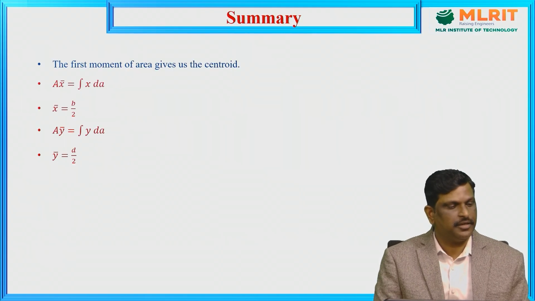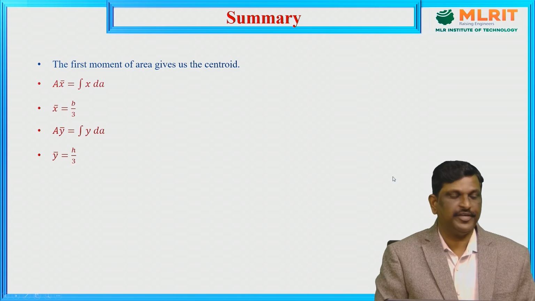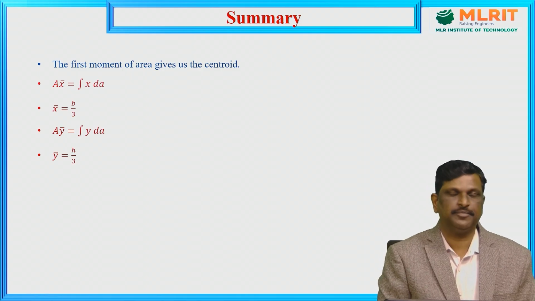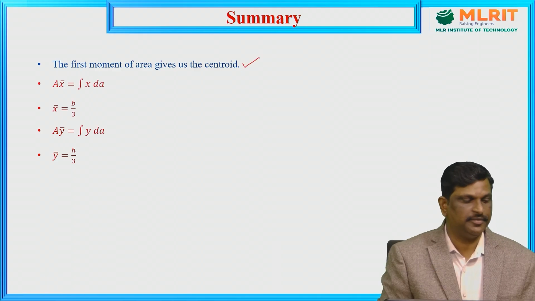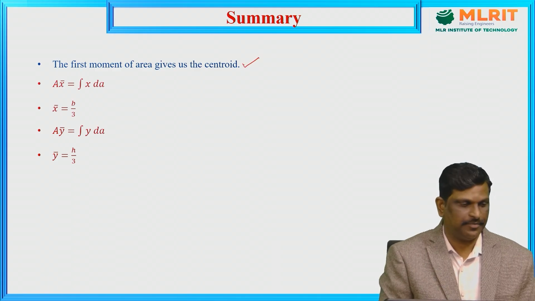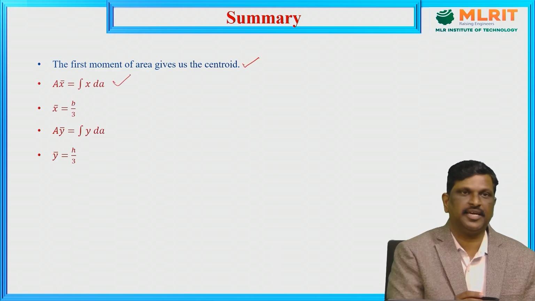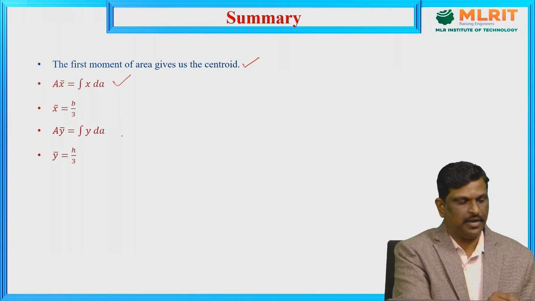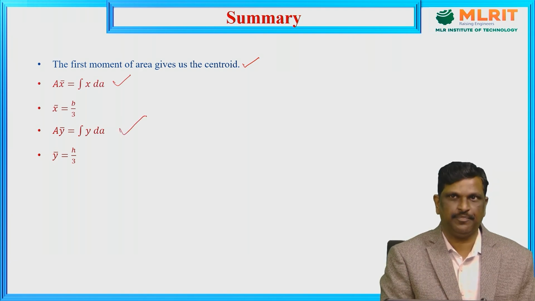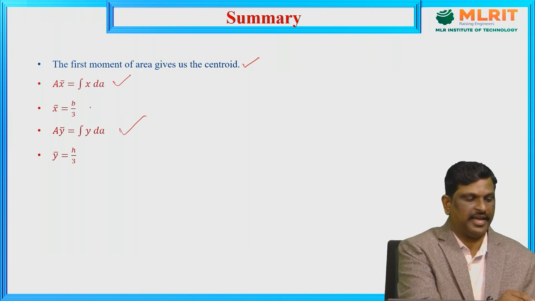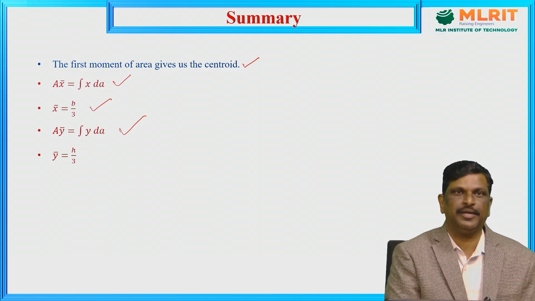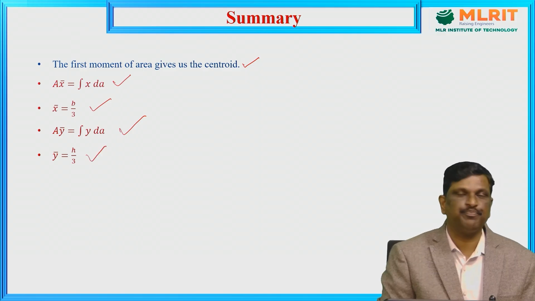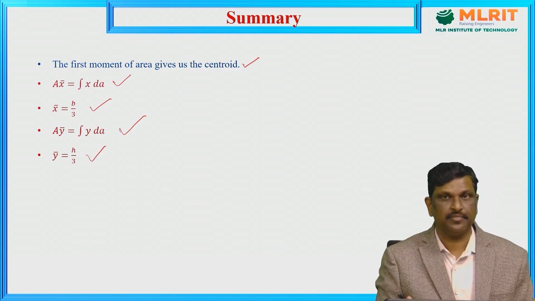In this derivation, in this video, we have found the first moment of area, that is centroid, for a triangle. The formulas used are A x bar is equal to integral x dA and A y bar is equal to integral y dA. The coordinates found for the triangle are x bar equal to B by 3 and y bar equal to H by 3. Thank you.